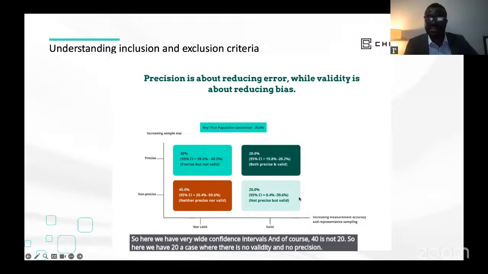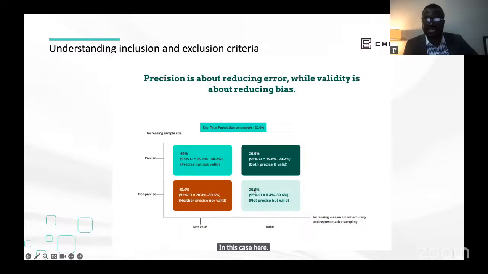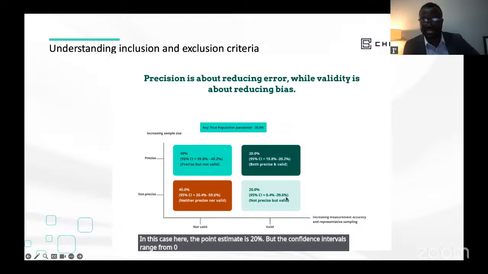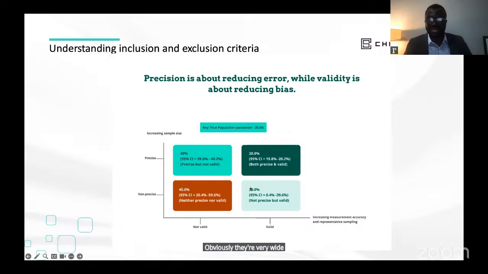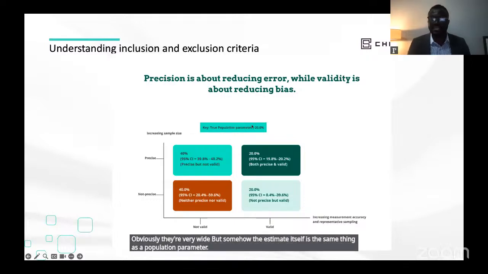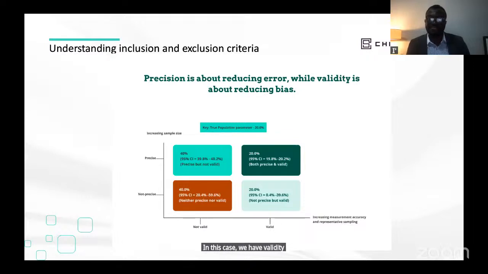In this case here, the point estimate is 20%, but the confidence intervals range from 0.4% to 39.6%. Obviously, they're very wide, but somehow the estimate itself is the same as the population parameter. In this case, we have validity, but we don't have precision.